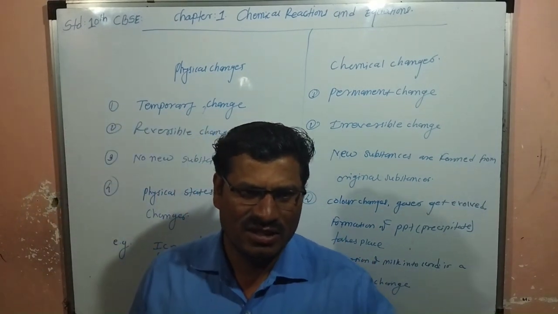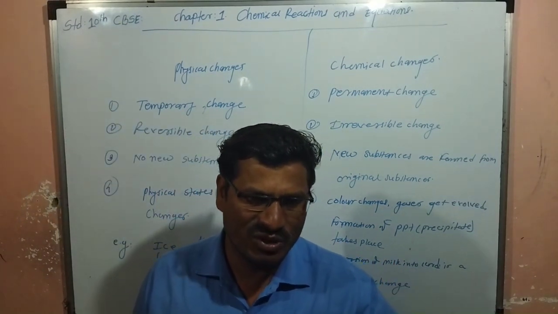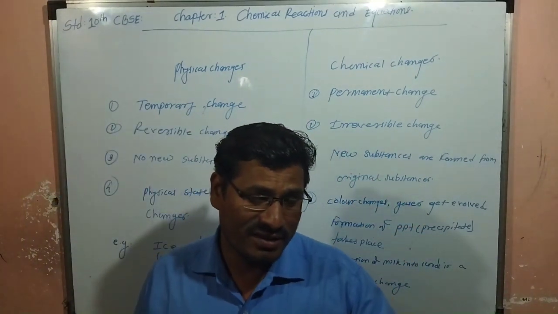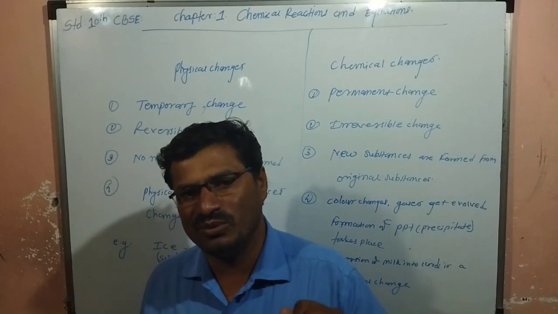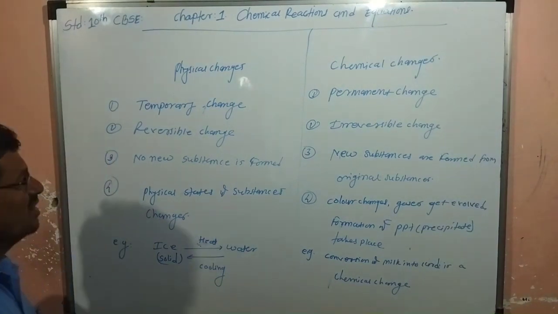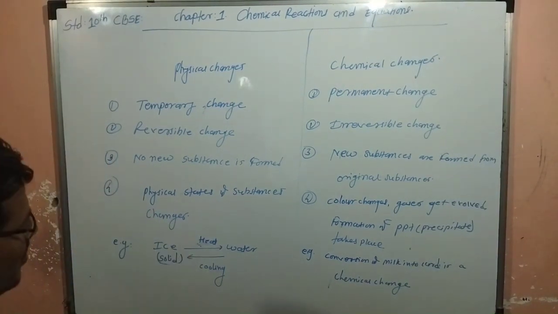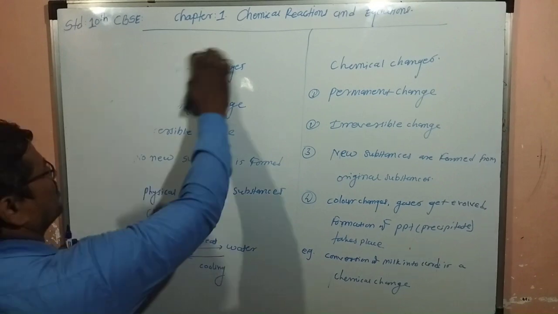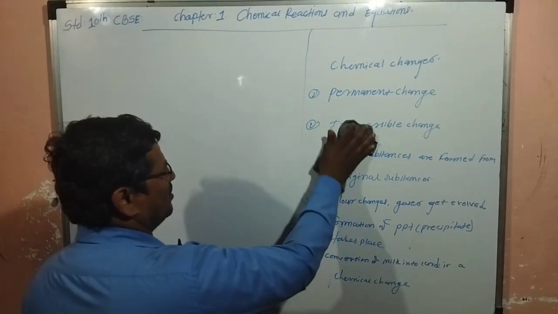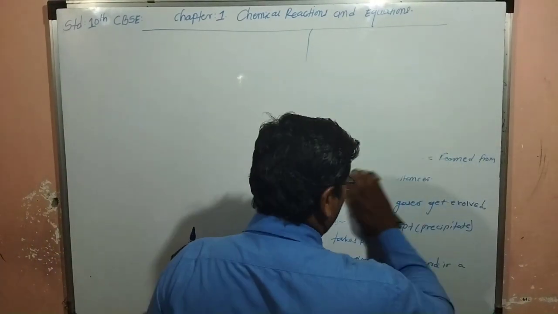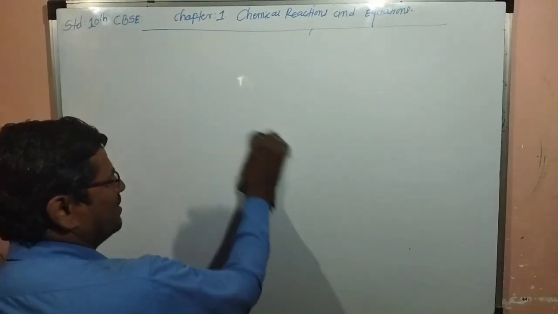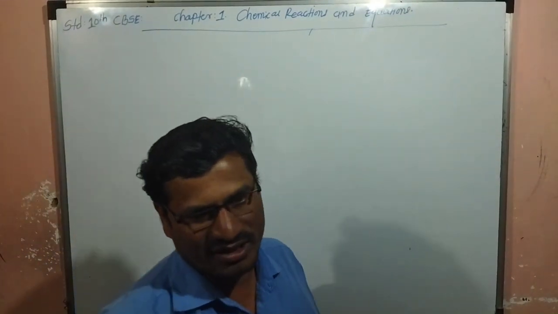So these are some physical and chemical changes. After that, some other changes regarding this lesson, chemical reactions and equations. Some examples are given in our textbook. We will handle those examples first, and then we'll move to the next point. You can write these points in your notebook. Next, there are many examples around us, and with the help of those examples we'll learn about chemical change.